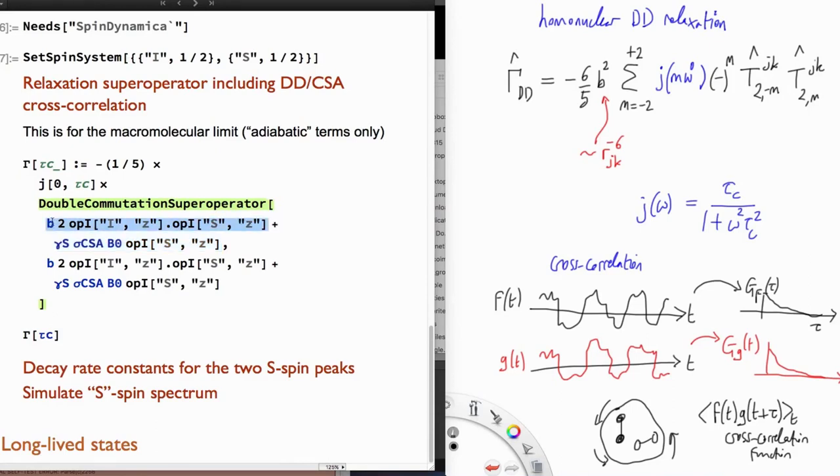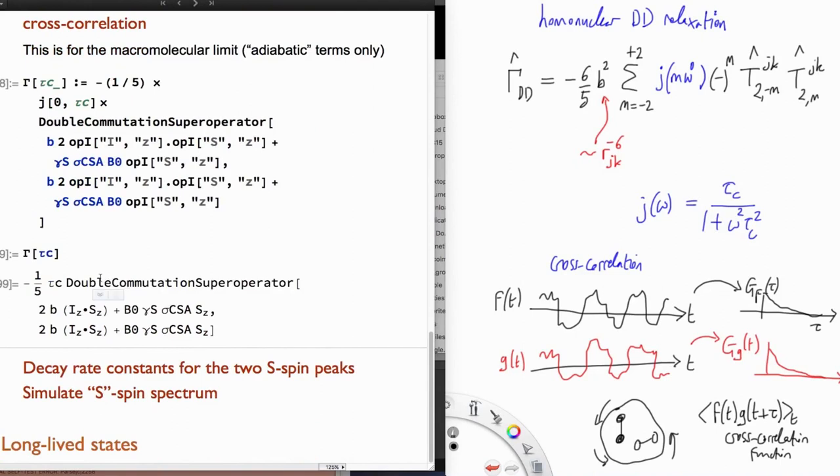You see, this introduces cross terms in which I have a double commutation superoperator involving this operator, which is the dipole-dipole coupling, with this operator, which is the chemical shift anisotropy, and the other way around, where I have the chemical shift anisotropy and the dipole-dipole coupling. So this is a way of introducing correlation terms in SpinDynamica. So we can evaluate that. This would be what this relatively simple superoperator looks like for this cross-correlated dipole-dipole and chemical shift anisotropy relaxation.